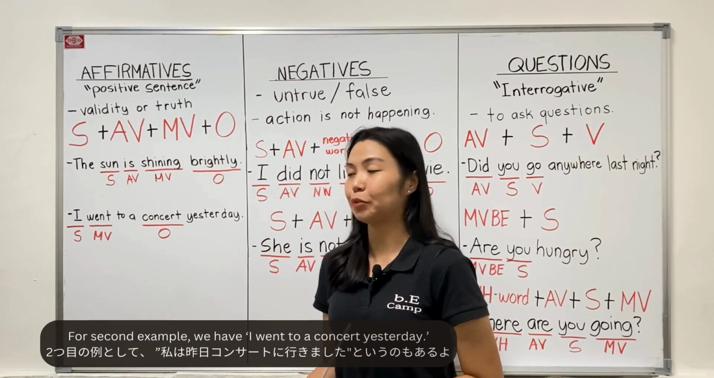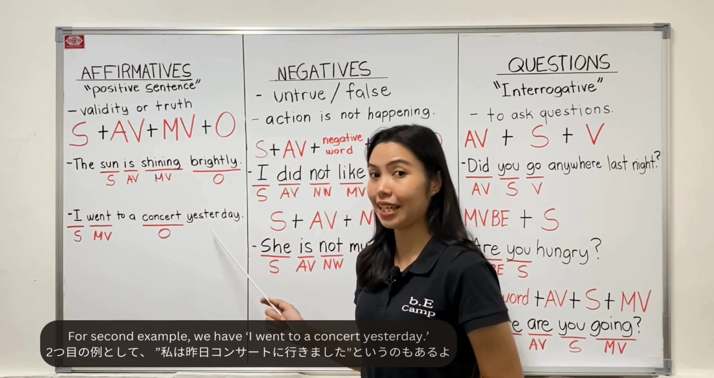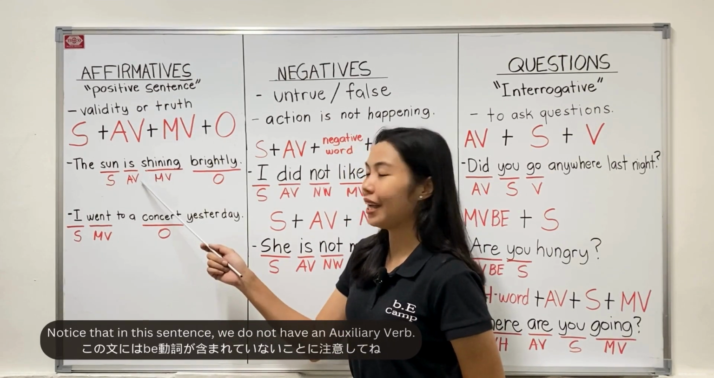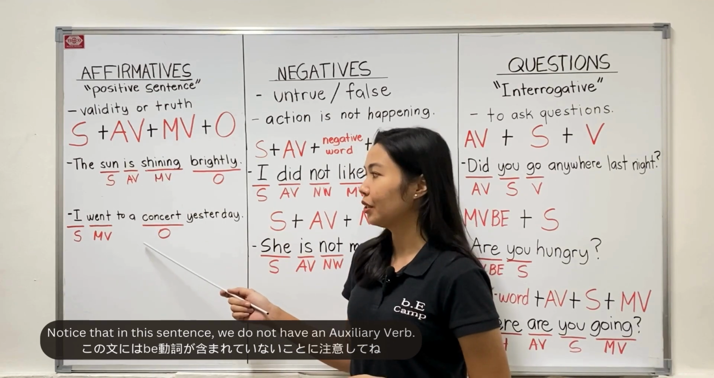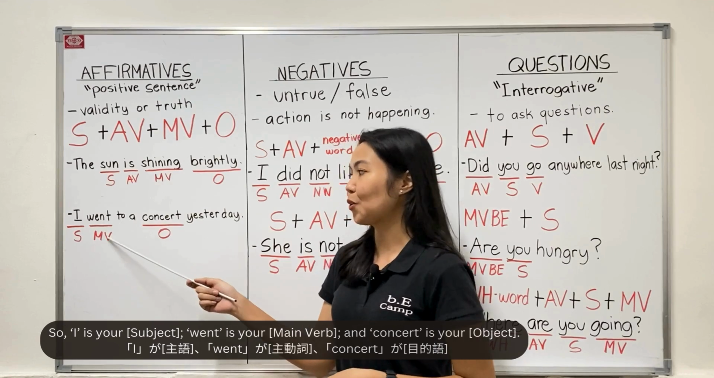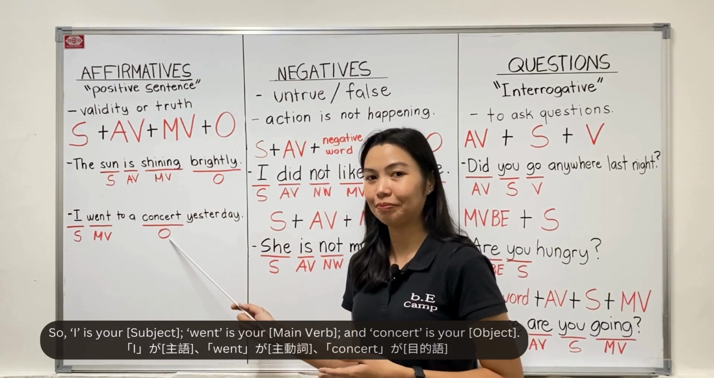For second example, we have, I went to a concert yesterday. Notice that in this sentence, we do not have an auxiliary verb. So, I is your subject, went is your main verb, and concert is your object.